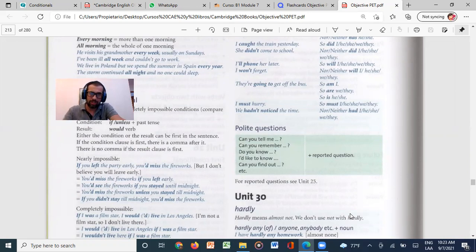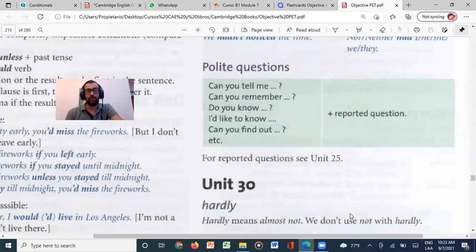Now, polite questions are also very important to review in this lesson. For example, you can say, can you tell me, and then whatever you want to say, right? Can you tell me your age, maybe, or something like that? Or can you remember whatever phone number, maybe? Or do you know, or I'd like to know, can you find out, etc. So these are reported questions, okay? In this case, we're talking about polite questions. So maybe you can say, can you tell me how to get to the library, for example, right? We're going to practice that in a moment in our lesson 29.